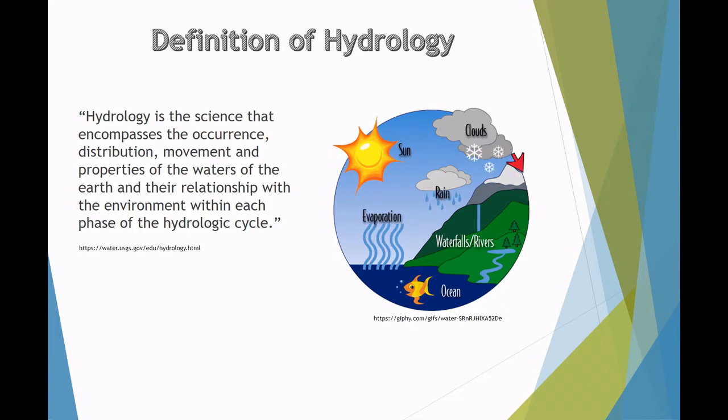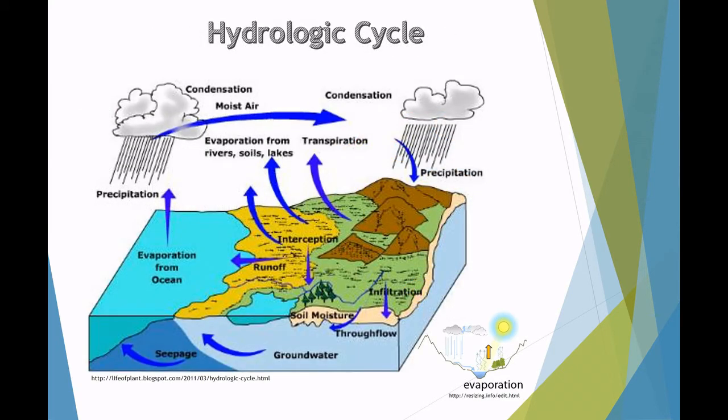The definition of hydrology: hydrology is the science developed in response to the need to understand the complex hydrologic cycle of the Earth. The hydrologic cycle is the continuous exchange of water between the Earth's surface and the atmosphere. There are 5 basic components in the hydrologic cycle. They are condensation, precipitation, infiltration, runoff, and evapotranspiration.